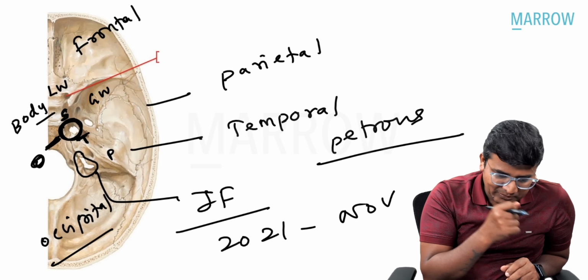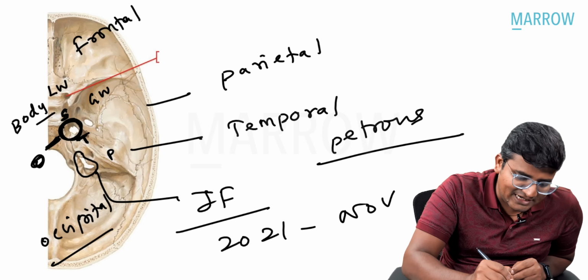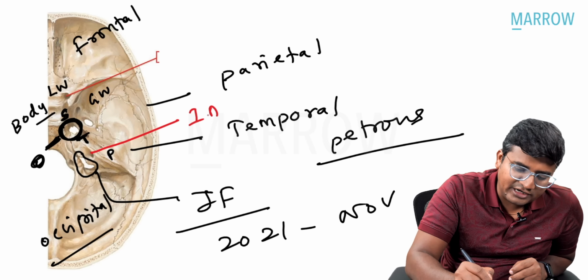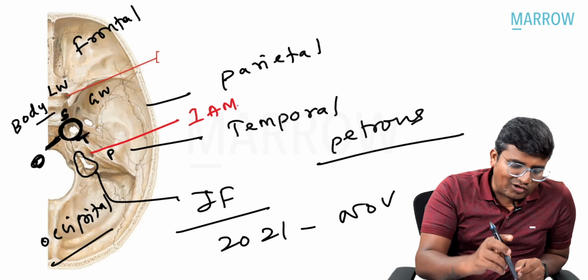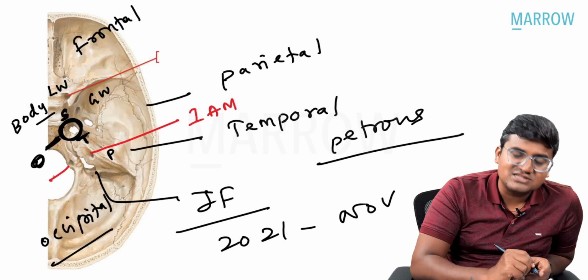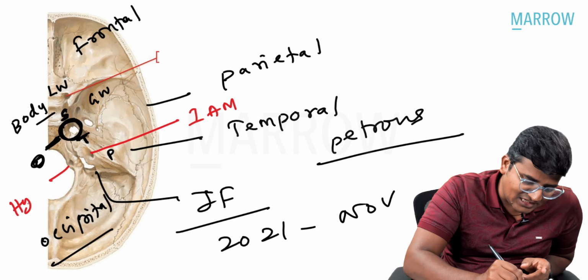Right. Now in the petrous temporal bone one foramen is seen. What is that? Yes, that is our internal auditory meatus. Now in the occipital bone we see one foramen. What is that? That is our hypoglossal canal.